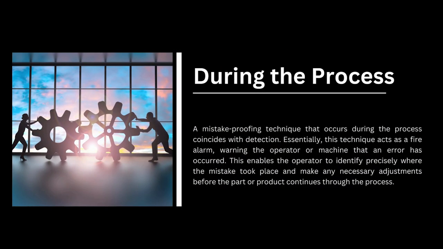Second, during the process. A mistake-proofing technique that occurs during the process coincides with detection. Essentially, this technique acts as a fire alarm, warning the operator or machine that an error has occurred. This enables the operator to identify precisely where the mistake took place and make any necessary adjustments before the part or product continues through the process.